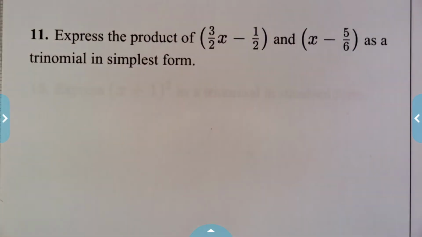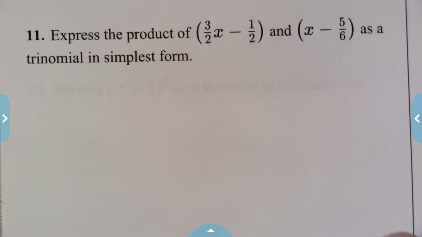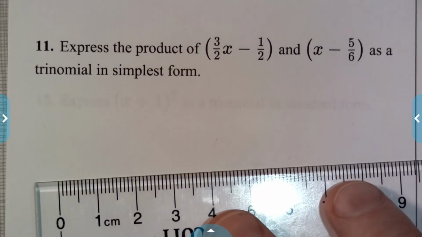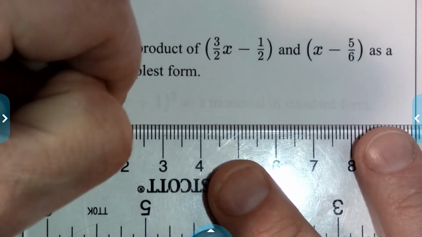Okay, I only put 2 of these on here for you, just so you could see how it works. But they do occur in the wild, so we have to be prepared. What happens if your coefficient is a fraction? Okay, so I actually want to do this in FOIL, so I'm going to rewrite this like this.